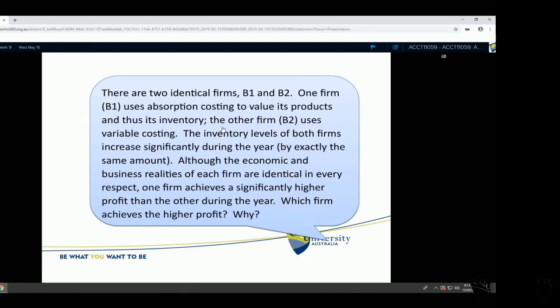All right, you can chat to each other and come up with an answer, B1 or B2, and why. I'll give you a couple of minutes on this. Two firms, identical. You can talk to each other. How could it be that two firms that are identical could have significantly different profits, but the only difference is how they value inventory, whether they do absorption or variable costing? How could that be? And which one is more profitable?